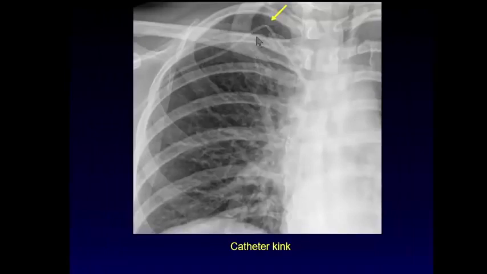Sometimes catheters can kink. This is a catheter that has kinked, probably where the internal jugular vein is inserting. This often happens at bends of catheters or sometimes at the skin insertion site, and this may be a reason a catheter is having difficulty infusing or drawing blood from the catheter.